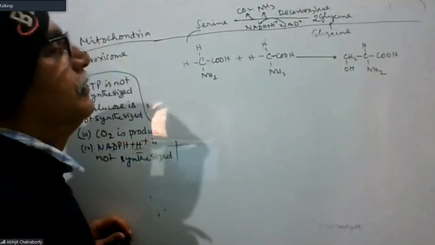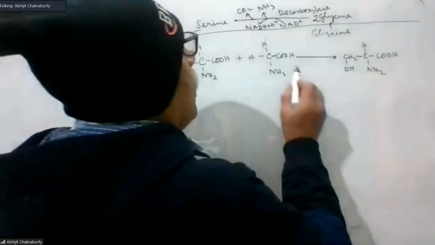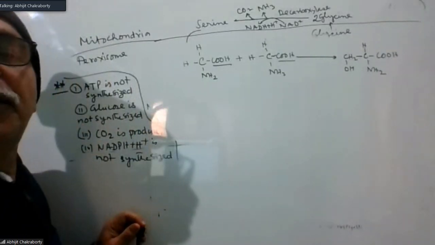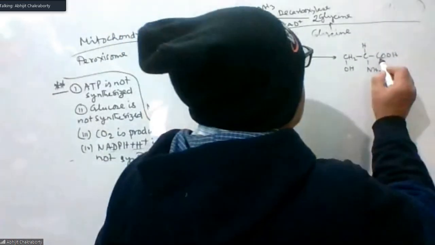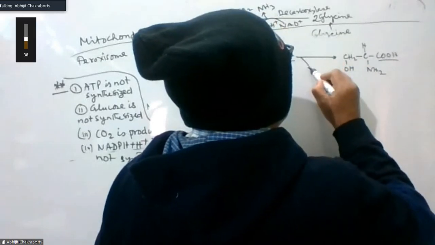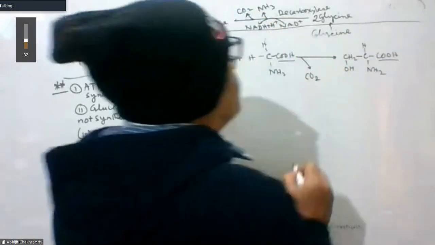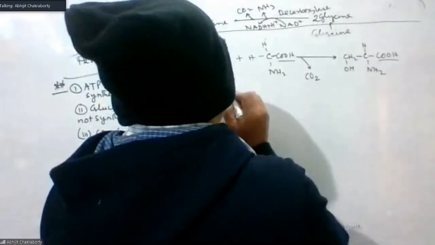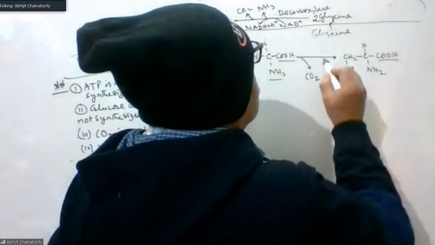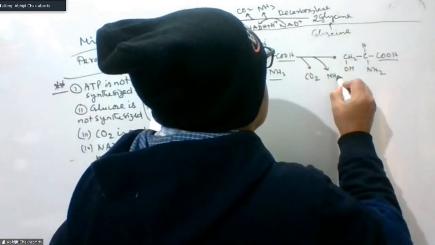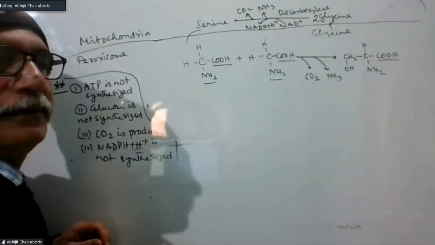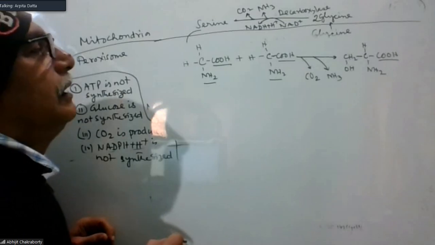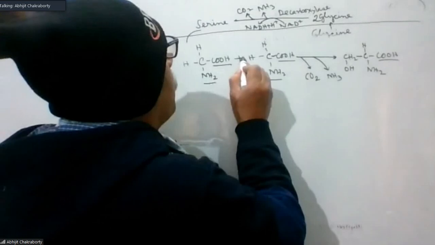NH2. So here, how many carboxylic groups are there? 1, 2. In 2 glycine there are 2, and here 1. So 1 carboxylic group is released as carbon dioxide. Clear? How many amino groups are here? 1, 2. So 1 amino group is released as ammonia. Clear? That's why it is said that 2 glycine are required to form 1 serine.